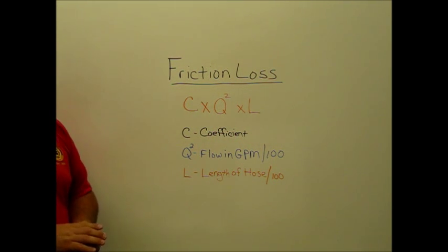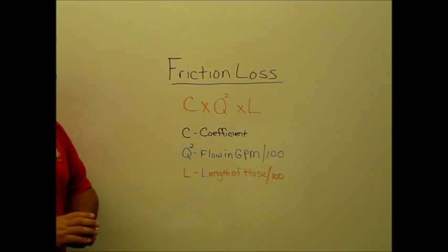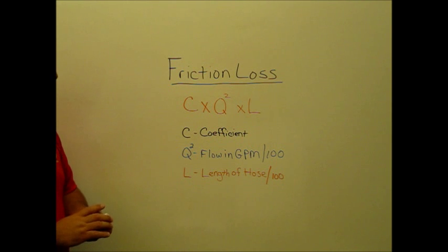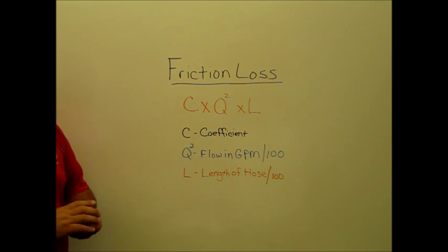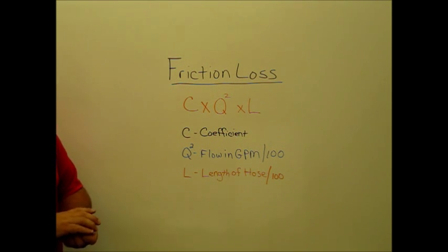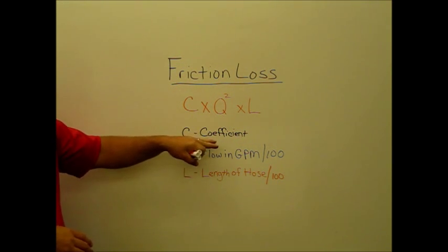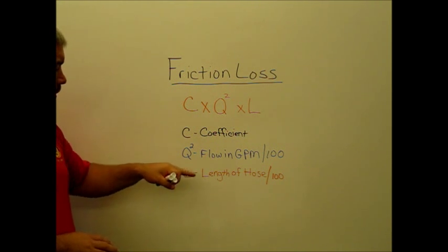C stands for the coefficient. There's a table on page 186 that lists the coefficients. Q is the flow in gallons per minute, and L is the length of hose. Now, there's a couple things I want to tell you before you start figuring the math, so it doesn't mess you up. The coefficient is pretty self-explanatory, just a number that's listed in the table.